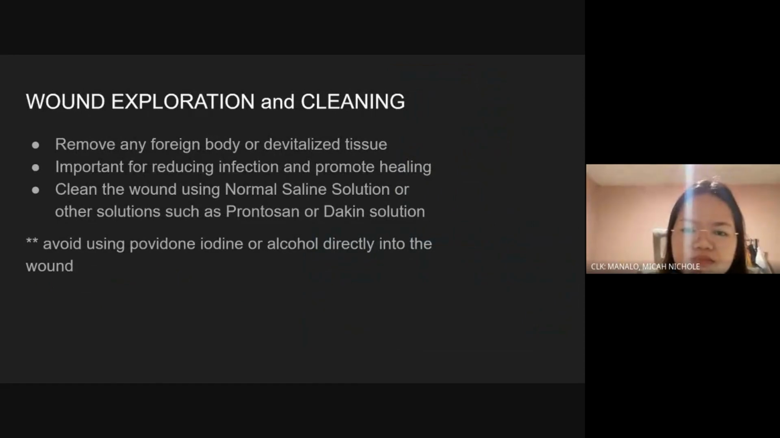After the anesthesia, we do a wound exploration and cleaning of the wound. We remove any foreign body or devitalized tissue. It is important for reducing infection and promoting healing. Clean the wound using normal saline solution or other solutions such as Prontosan or Dakin's solution. We should avoid using povidone iodine and alcohol directly on the wound because they can irritate the wound and do not promote wound healing.